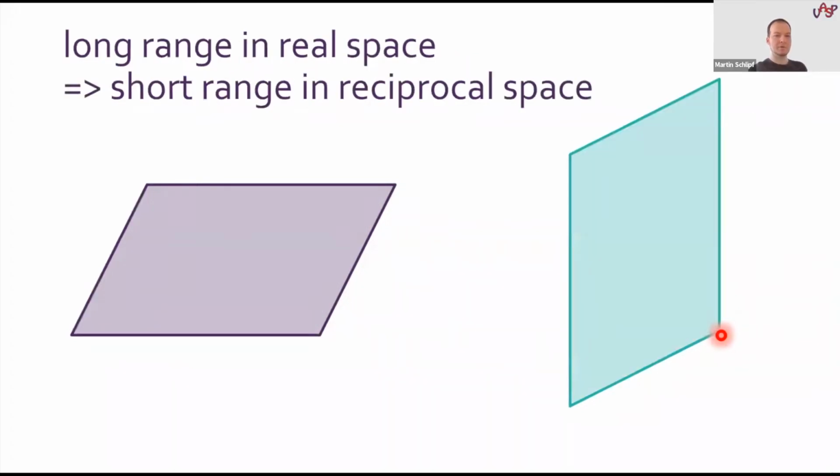One important thing that you see here is that long directions in real space correspond to short directions in reciprocal space, and vice versa. So the short direction in real space becomes a long direction in reciprocal space. And this also holds for interactions. Interactions that are long range in real space get short range in reciprocal space, and interactions that are short range in real space are long range in reciprocal space.